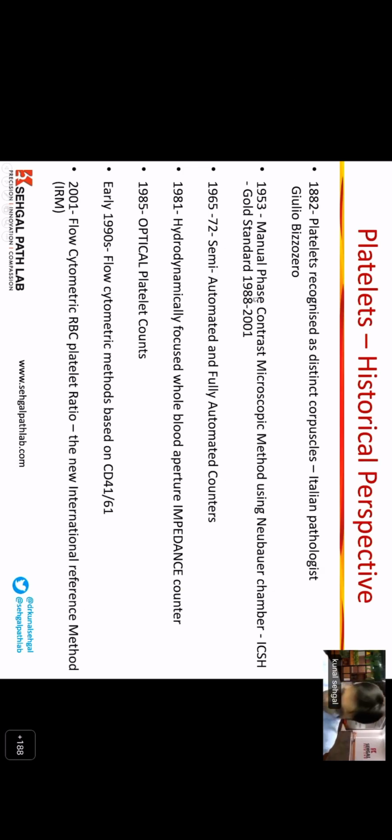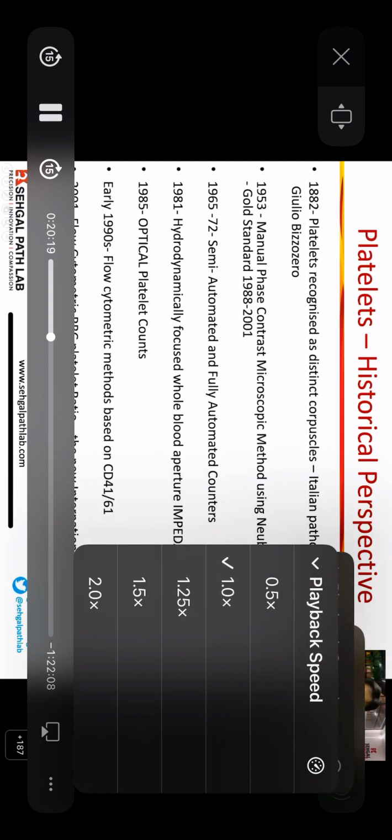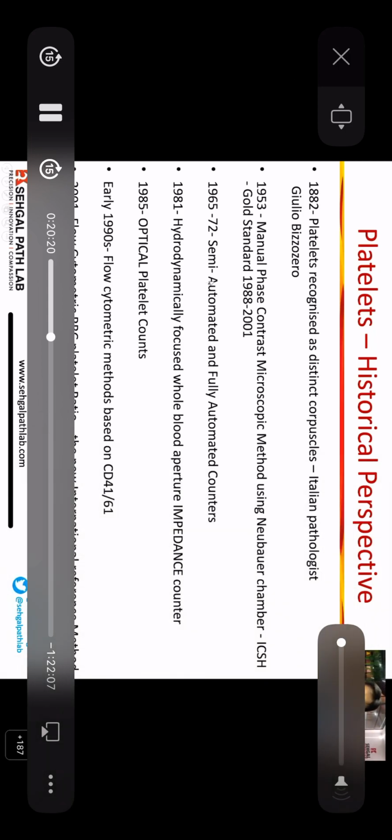And if you go on, you will notice that this remained the gold standard from 1988 to 2001. And when we say gold standard by the International Council for Standardization in Hematology, this was the methodology used when any company wanted to validate their instrument and platelet count. They had to compare the platelet count with the Neubauer chamber.